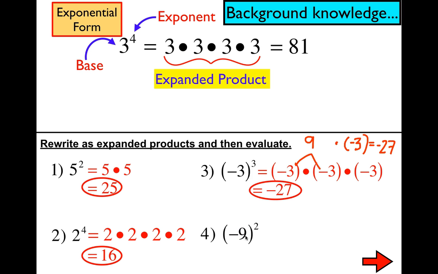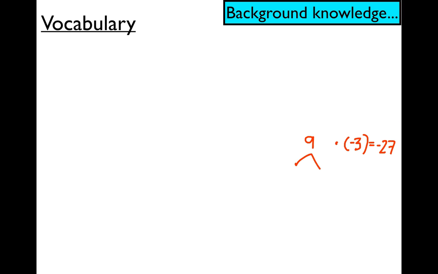For number 4, notice again, my base is negative because it's inside the parentheses along with the number. So I'm going to go ahead and repeat that negative 9 a total of 2 times. I'm going to multiply that out to evaluate. Negative 9 times negative 9 is a positive 81. Moving on.